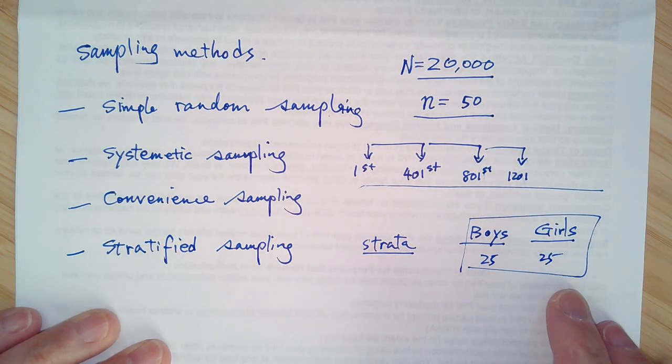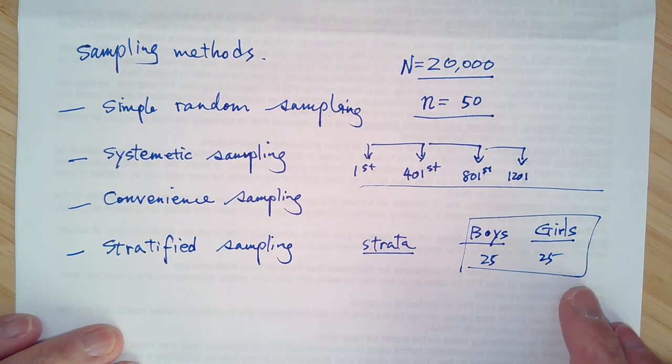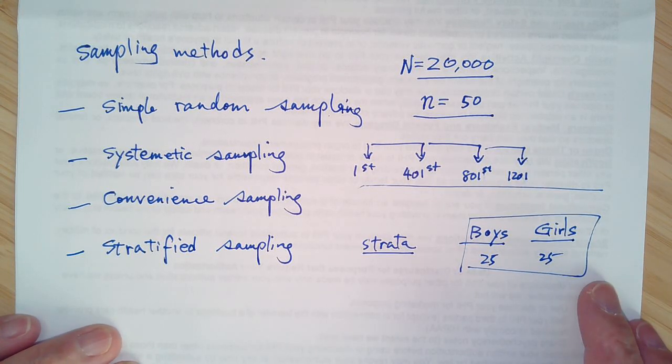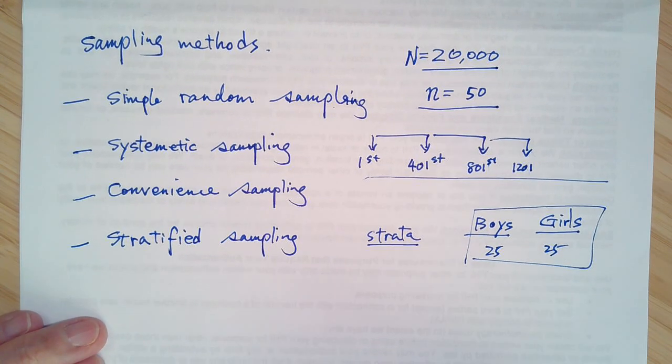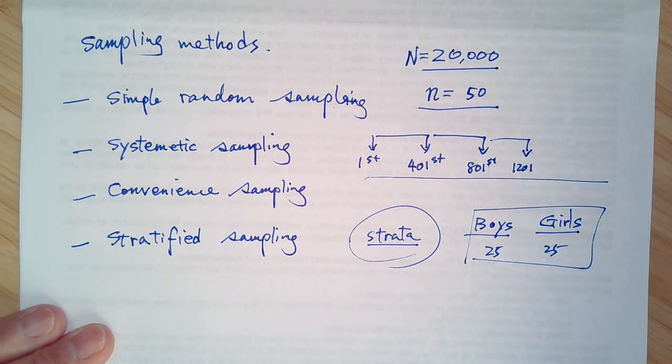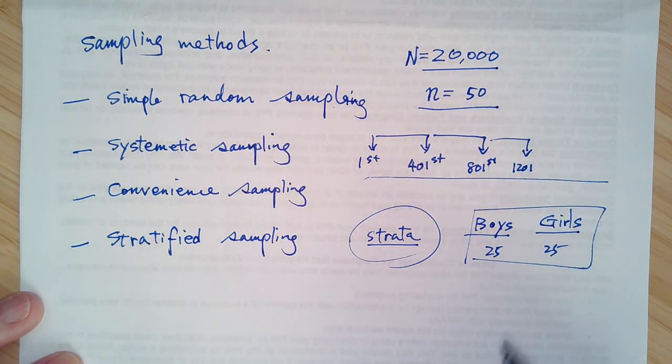And this is not a simple random sample, it's not systematic, it's not just convenience, and it's called stratified sampling. Make sense? Okay, that means you have to put the population into different strata, and then you choose from each stratum, or you choose from each subgroup. Okay, you draw a sample there.